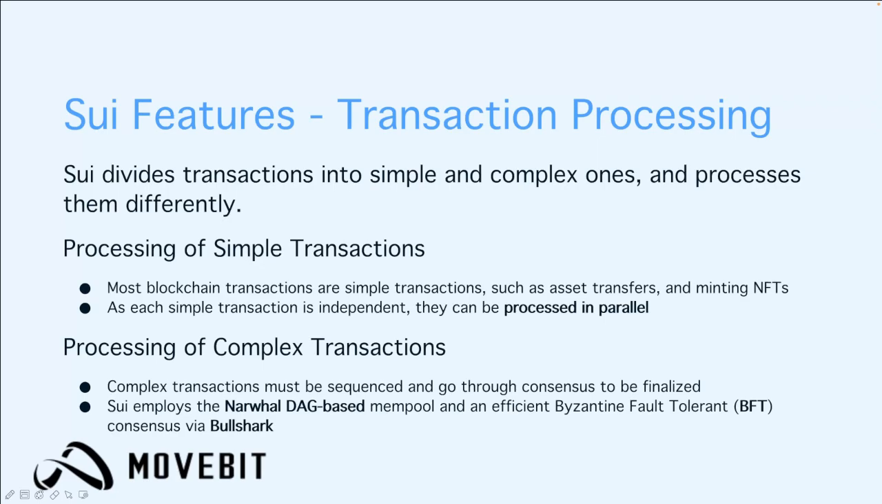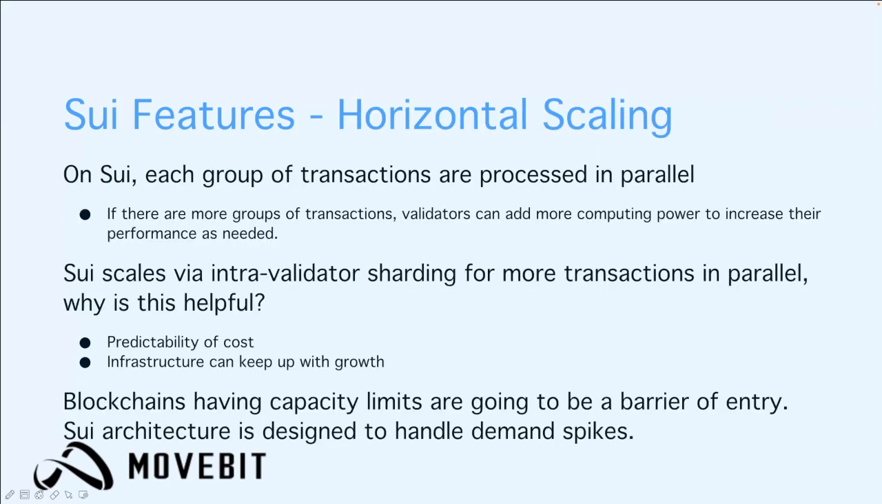Next, we'll talk about the horizontal scaling of Sui. So, on Sui, each group of transactions is processed in parallel. As we mentioned, since Sui is using causal ordering instead of total ordering, if there are more groups of transactions, the validators can add more computing power to increase their performance as needed. Sui scales via intra-validator sharding for more transactions in parallel.